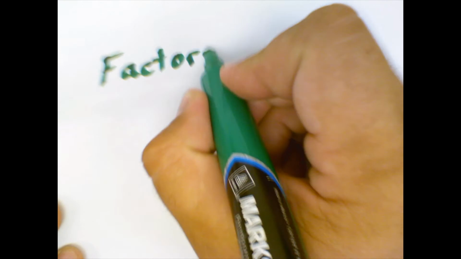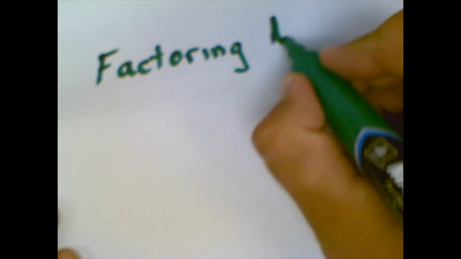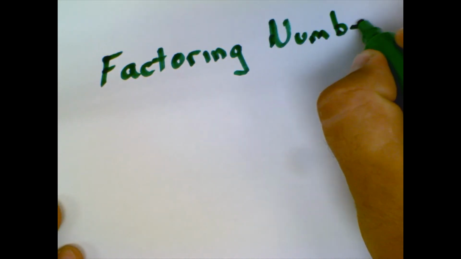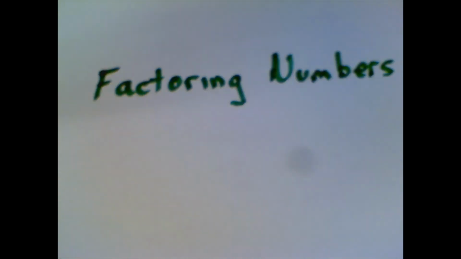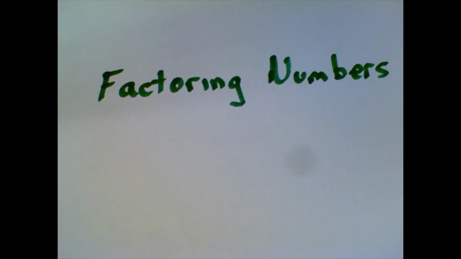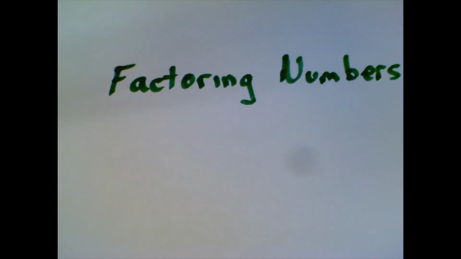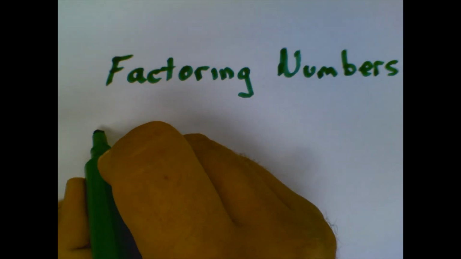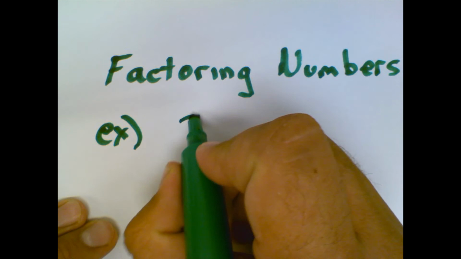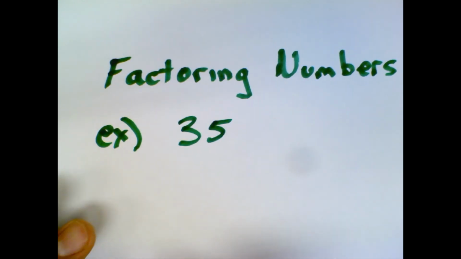Today we're going to just look at a concept called factoring numbers. Okay, factoring numbers. And basically what we want to do is decide if a number, any given number, is what's called prime or composite. Or maybe even perhaps neither if we want to talk about the number 1. So for example, let's look at the number 35.